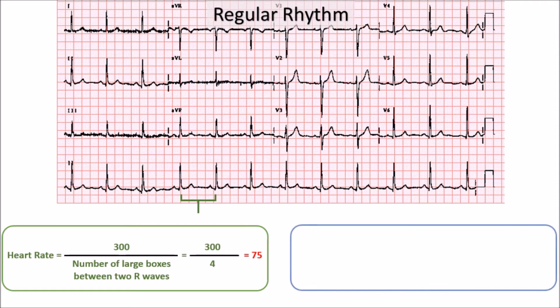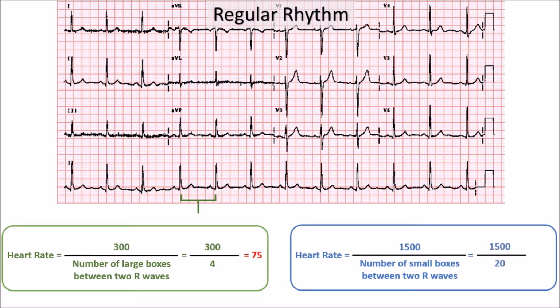We can use another method also by applying simple mathematics. The formula is 1500 divided by the number of small squares between two R waves. In this ECG, there are 20 small boxes. So, heart rate will be 1500 divided by 20, which equals 75 beats per minute.